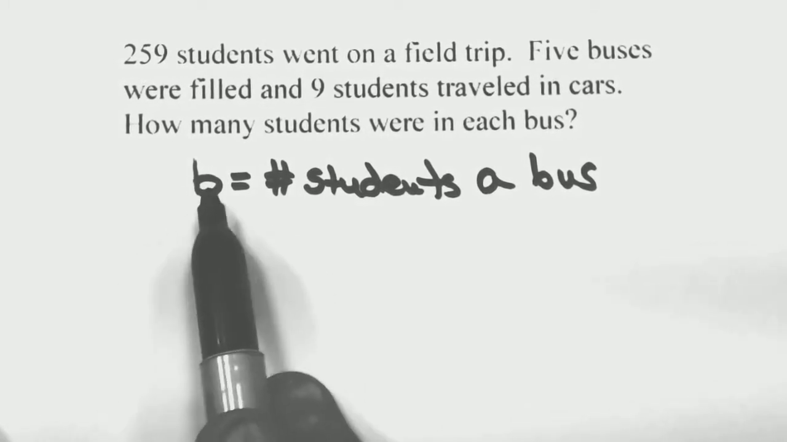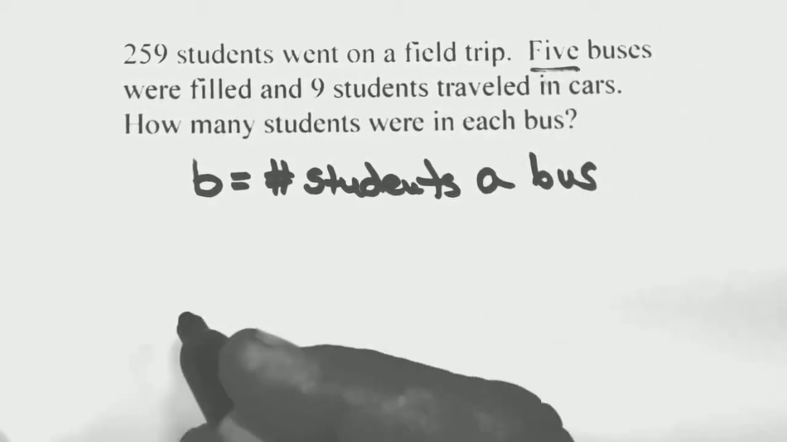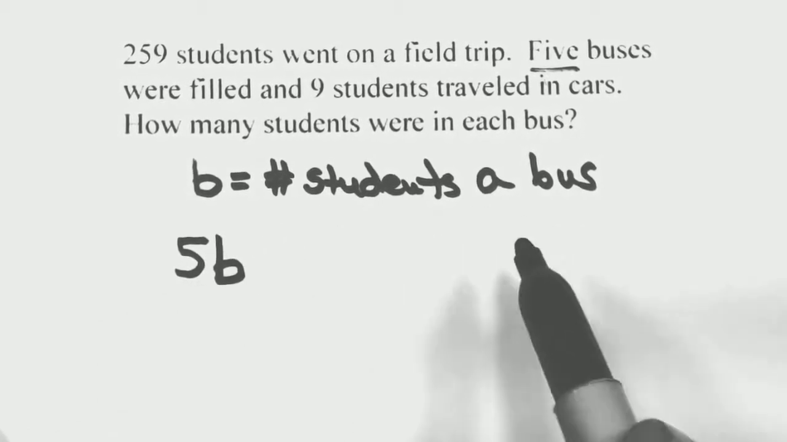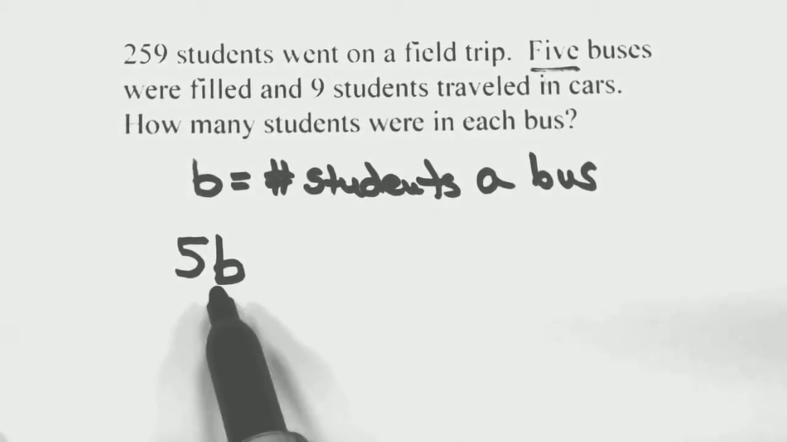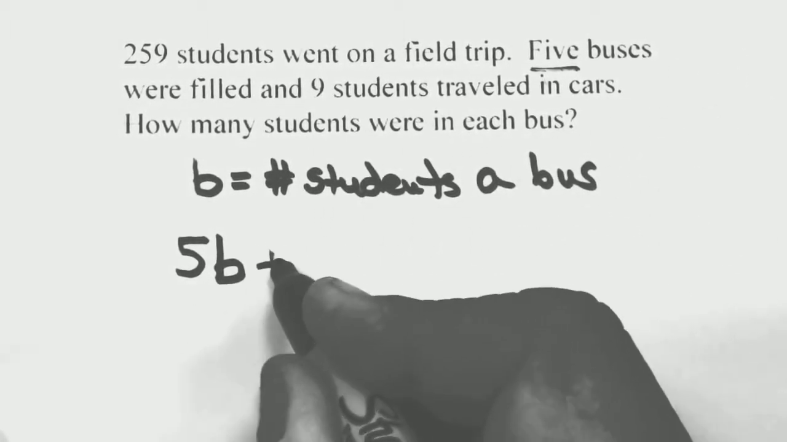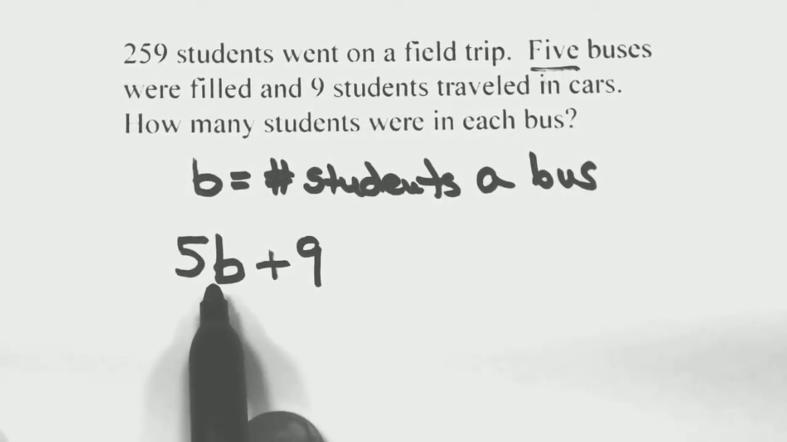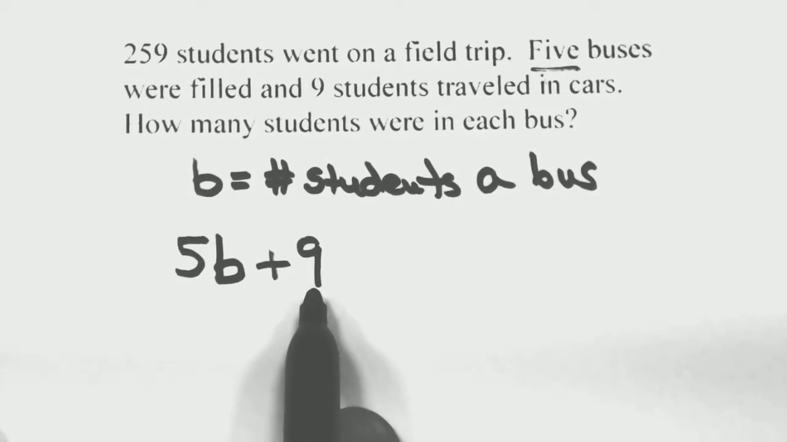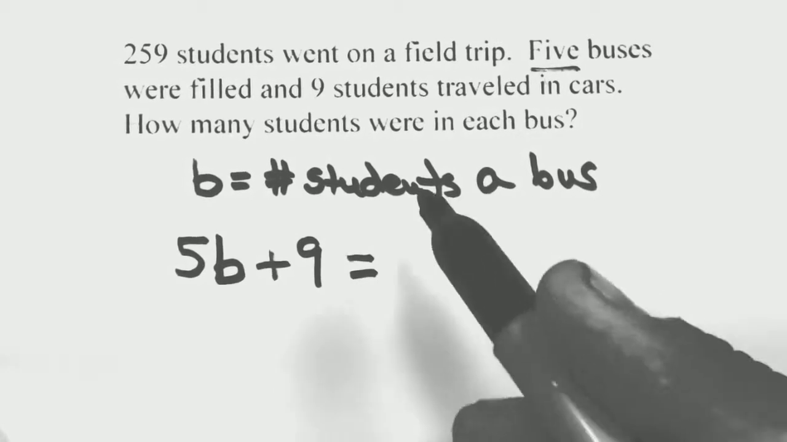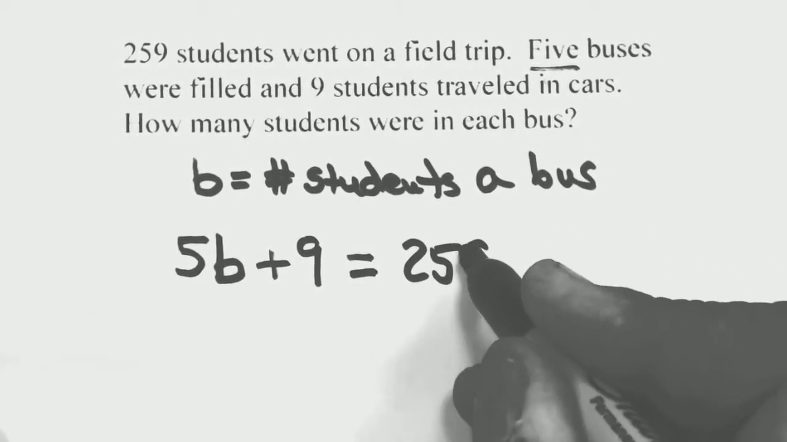We don't know how many are in the bus, but we know that there were 5 buses. So if I take 5 times B, that's going to be the total number of students in all the buses. And there are an extra 9 students that traveled in cars. So this is all the students in the buses. This is the students that were also traveling along in cars. That's got to equal the total students who made the whole trip. And they say 259 is the total number in the whole trip.